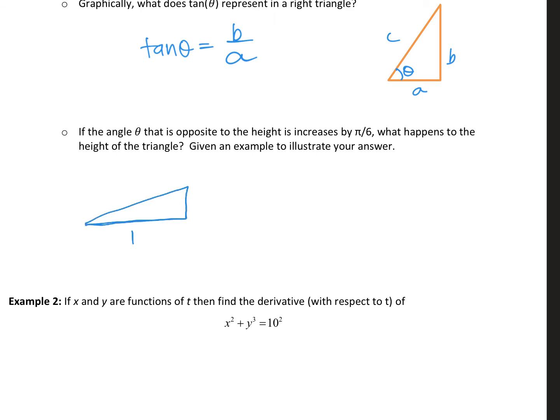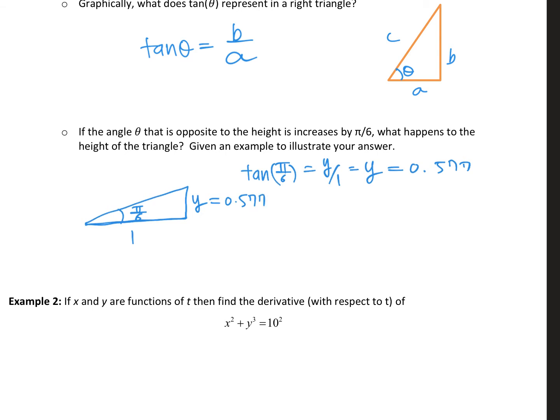I made it up, so the base is 1, and this angle is pi over 6. This is y. I don't know what the height is going to be. Tangent pi over 6 is equal to y over 1, which is just y. If I calculate tangent pi over 6, I get 0.577. So y is 0.577. So the height is 0.577.